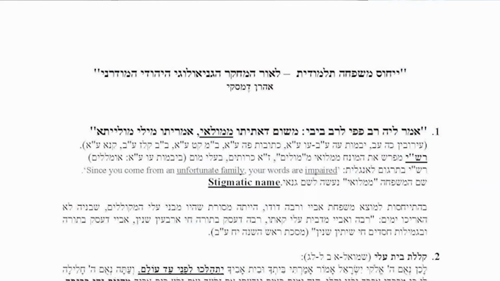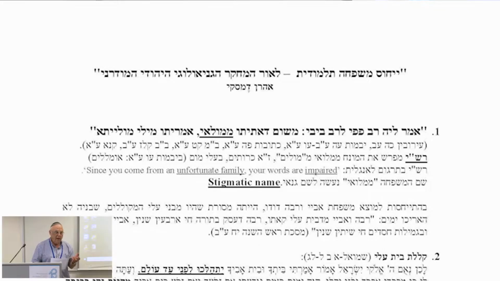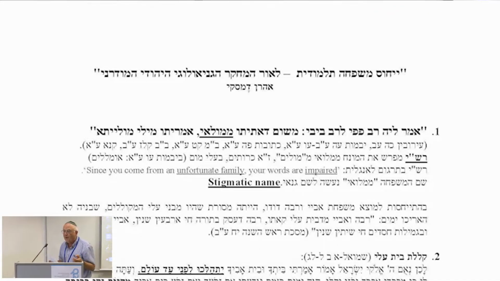So this is what we're going to look at quickly now, because we don't have too much time. Number one, we find in the Gemara the following statement: Amar lei Rabbi Papa to Rabbi Bebai. Rabbi Papa had an argument, a discussion, with Rabbi Bebai. Rabbi Bebai is the son of Abaye. And what does he tell him? "Mishum da'atitu mamulai amritu mile mulaita."